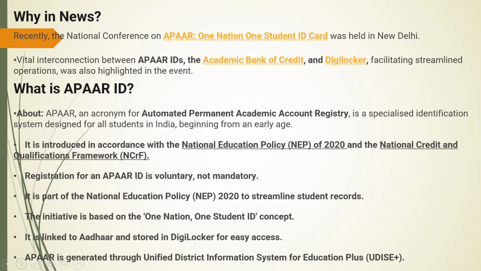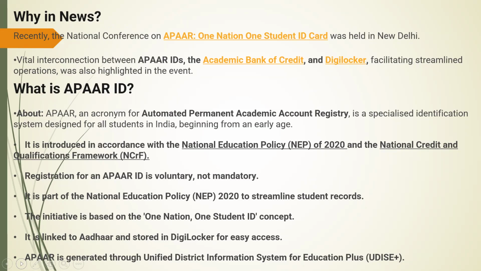APAAR, an acronym for Automated Permanent Academic Account Registry, is a specialized identification system which is designed for all students in India, beginning from an early age. It is introduced in accordance with NEP 2020 and the National Credit and Qualification Framework NCrF. Registration for an APAAR ID is voluntary, optional, not mandatory. It is part of the NEP 2020 to streamline student records. The initiative is based on the One Nation, One Student ID concept. It is linked to Aadhaar and stored in DigiLocker for easy access.